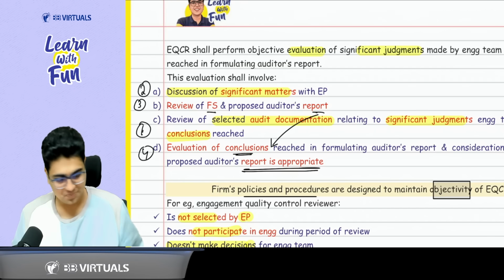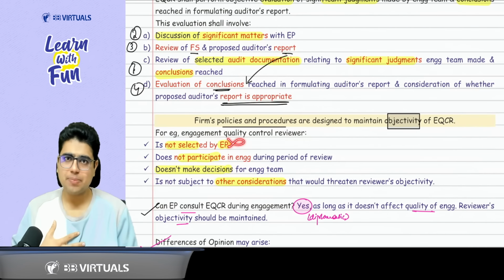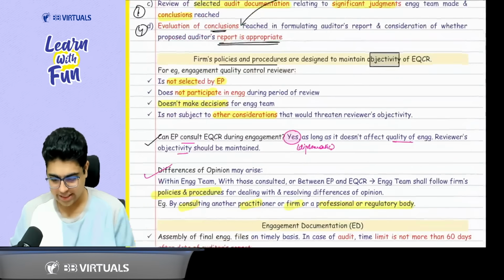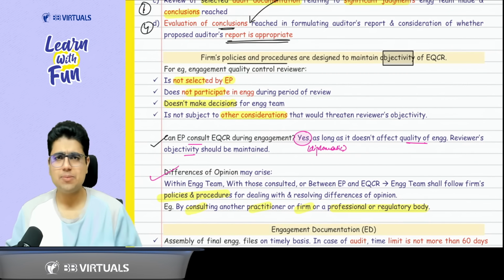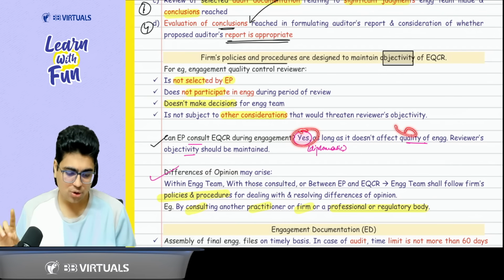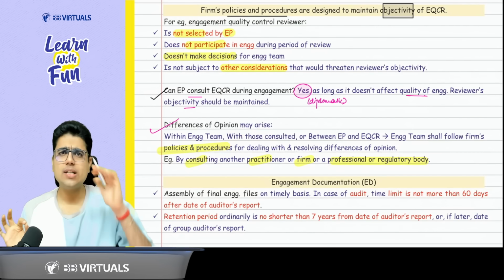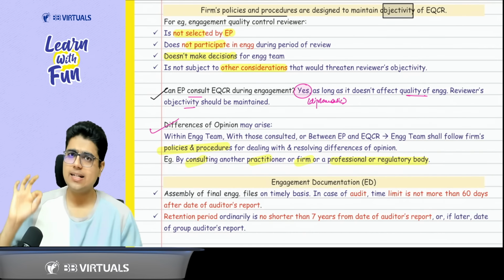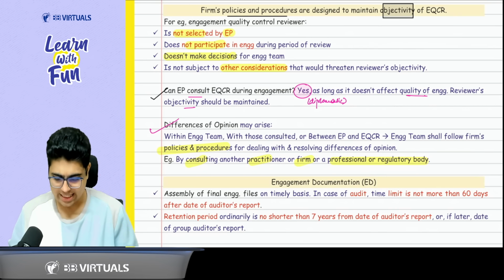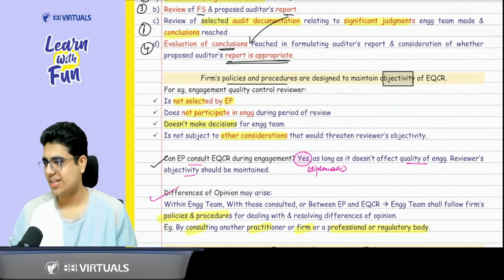Everything is crystal clear. Last point says how to maintain the objectivity. Should not be selected by the engagement partner. No participation, no decision, no other consideration which can impact the objectivity. Can I consult the EQCR during my engagement? Answer is yes, but give a diplomatic answer. Yes, you can consult, but it should not affect the quality or objectivity. If there is a difference of opinion, follow the firm's procedure to consult some third party. Third party is like consulting another firm, consulting another practitioner, or you can consult a professional body like ICAI. Clear points? Clear, sir. Now let's do some questions of EQCR.